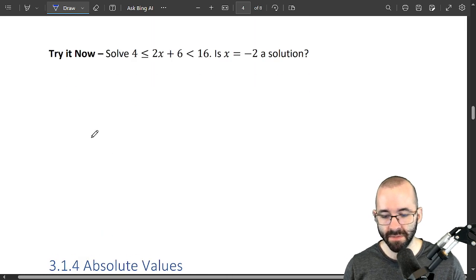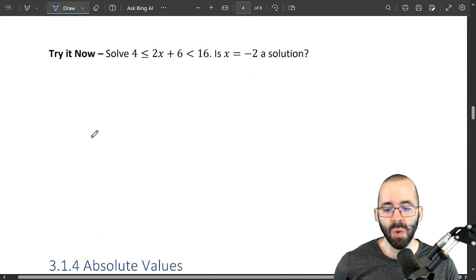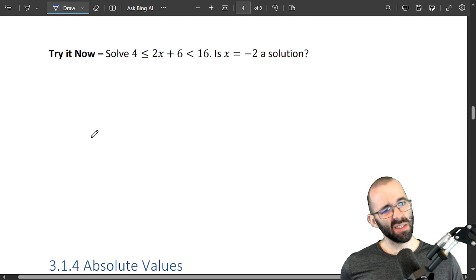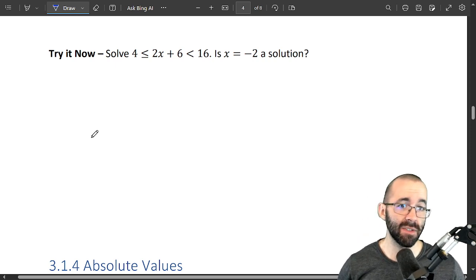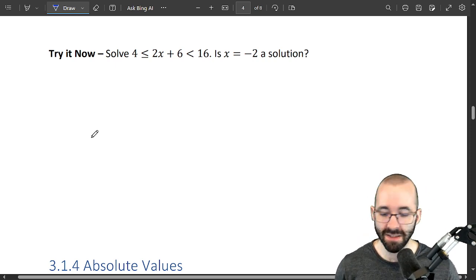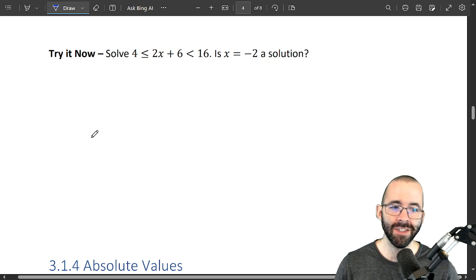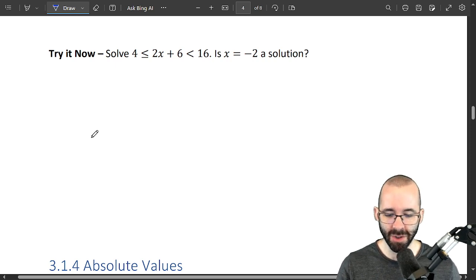Now it's your turn. Solve this inequality, and then answer: is -2 a solution? You should be able to answer it two different ways, and they should be consistent. Pause the video, try it, and we'll go through the solution together.